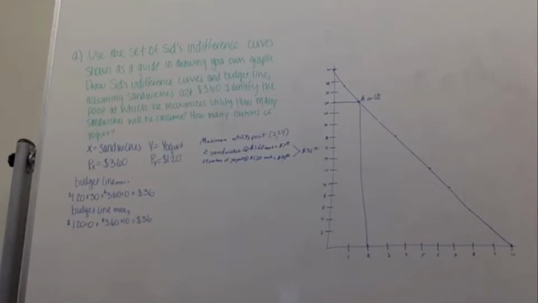To find the maximum number of yogurt cartons, you multiply $1.20 by 30 and $3.60 by 0, which gives you $36. To find the maximum number of sandwiches, you multiply $1.20 by 0 and $3.60 by 10, which gives you $36.